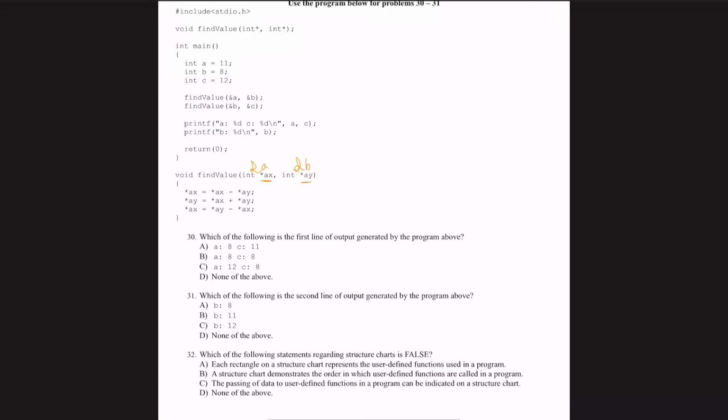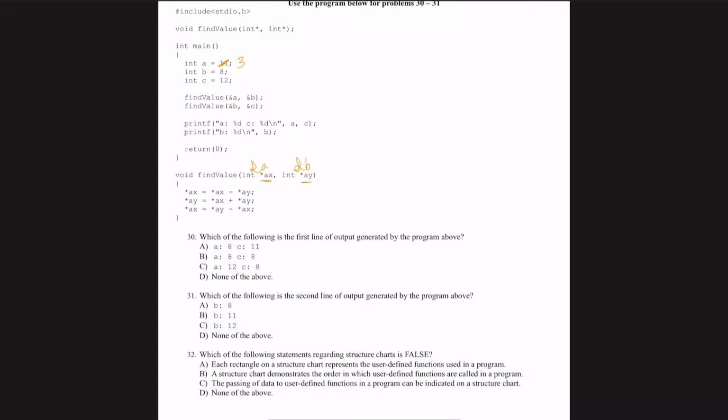We see that the value stored at address AX is going to be equal to the value at address AX minus the value at address AY. Another way to say this is variable A in main is equal to the value A in main minus the value B in main. So simply, this is just A equals A minus B, or 11 minus 8. So now A is equal to 3.